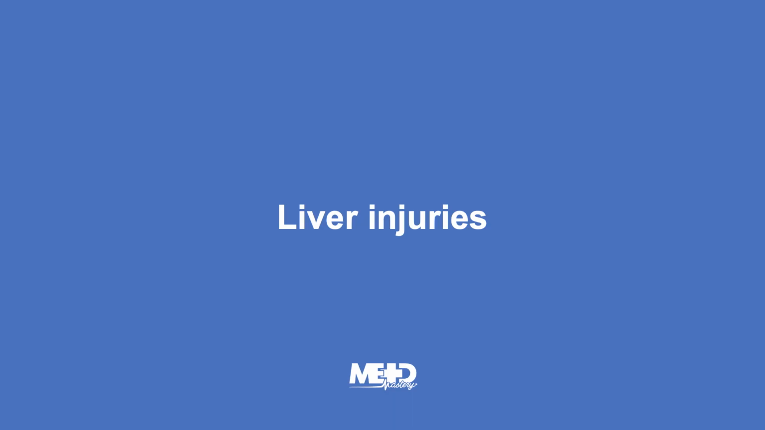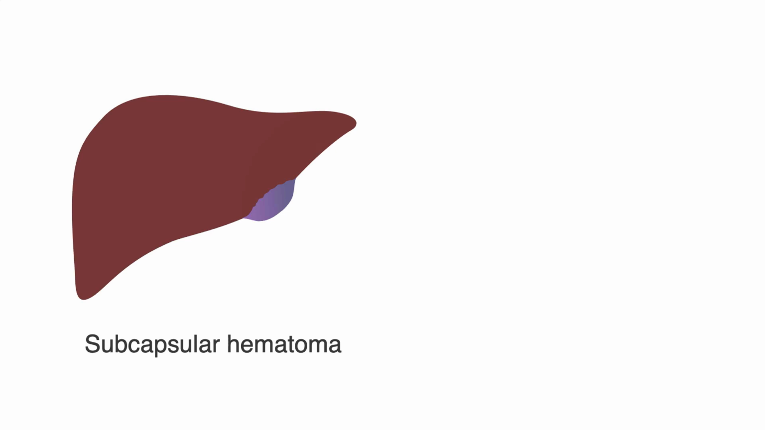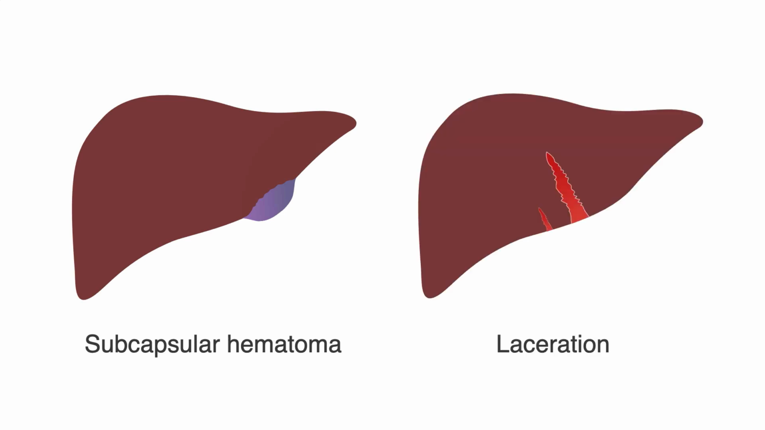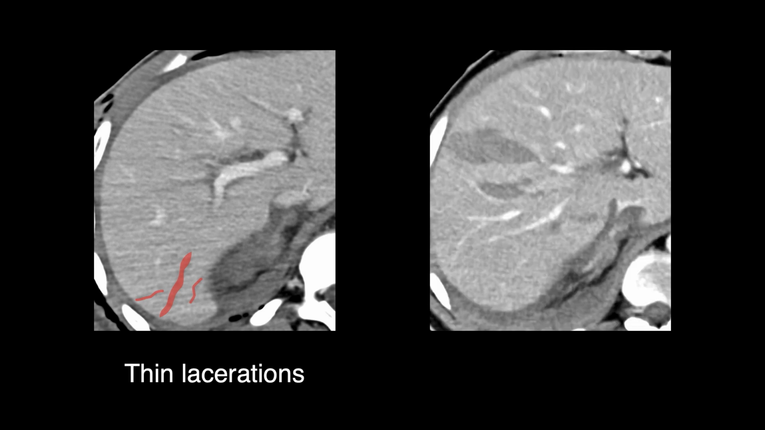The liver follows a similar pattern of injury as the spleen. Liver injuries range from subtle subcapsular hematoma to lacerations of various depths and complexity. Here you can see thin lacerations of the posterior liver, which are relatively subtle linear areas of decreased enhancement. In this next image, there are branching, complex lacerations throughout the liver extending towards the hilum.